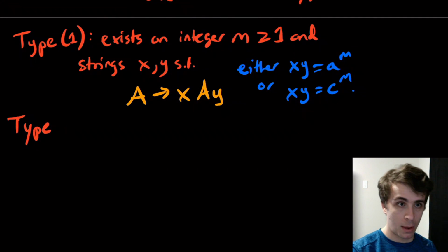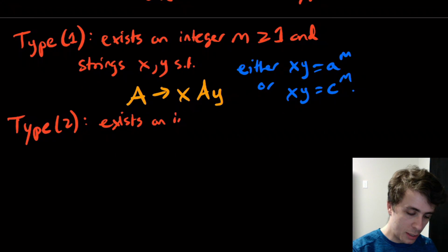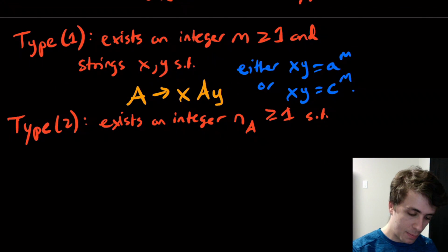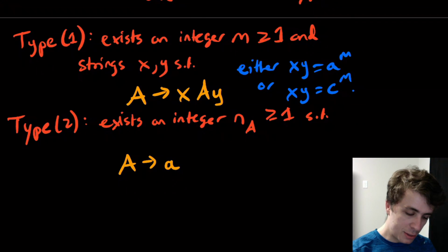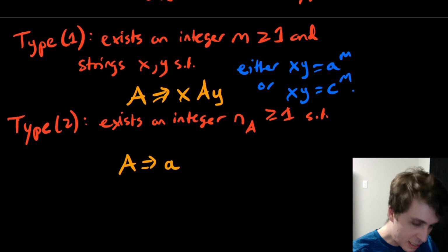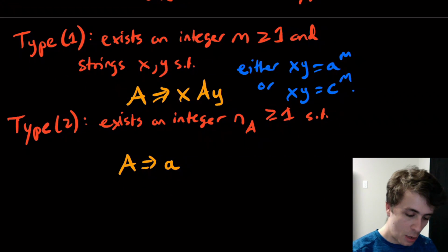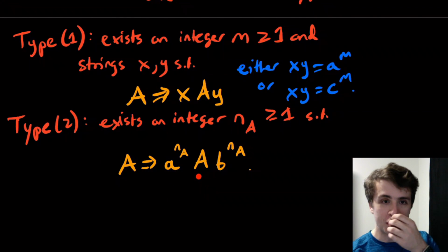Type 2. So type 2, we have that there exists an integer n sub a, which is also at least 1, such that the variable A produces, so it's not a single rule, it's just that it can generate this in some number of rules. So for this one, it says in some number of rules we can apply, we have a to the n sub a, then A, and then b to the n sub a. So this is just saying that it will basically produce a to the n, b to the n, or at least have a way of making strings of the form a to the n, b to the n.